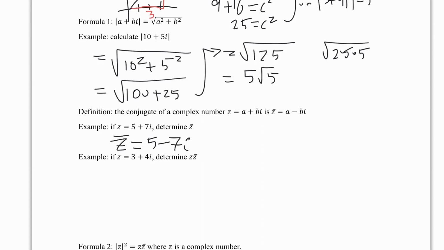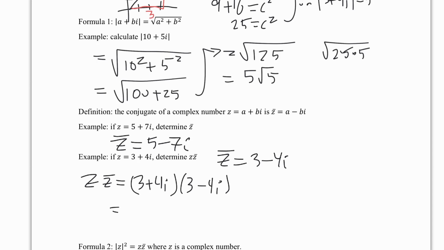So let's do z equal to 3 plus 4i and find z times z bar. Well, just so we have it here, z bar would be 3 minus 4i. So z times z bar is going to be 3 plus 4i times 3 minus 4i.